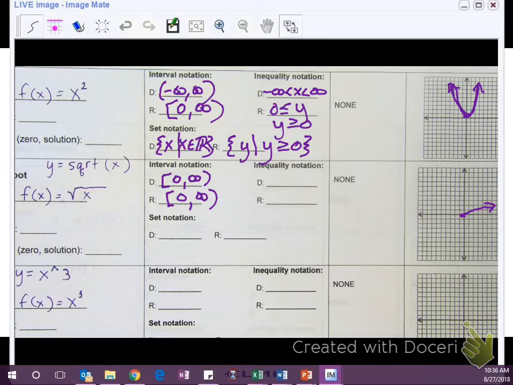For our inequality notation, I can write 0 is less than or equal to x. And again, if you want to put less than infinity, that's okay, but that's optional. And 0 is less than or equal to our y's, and that is sufficient. The set of all x's such that x is greater than or equal to 0, and the set of all y's such that y is greater than or equal to 0.